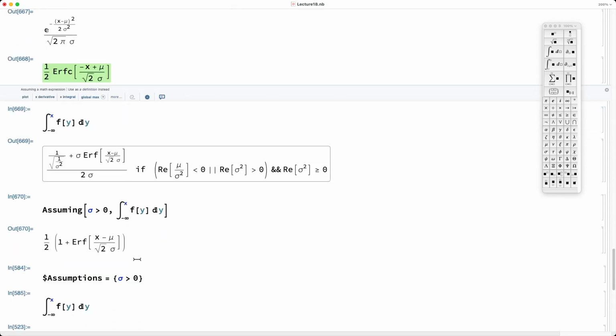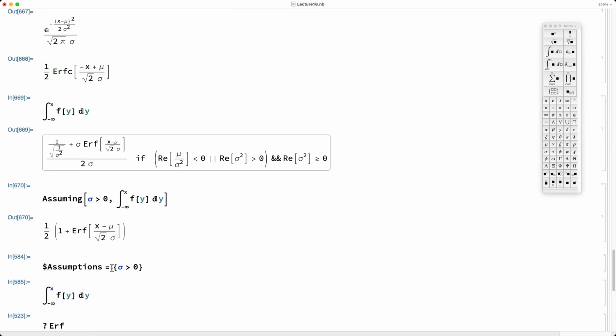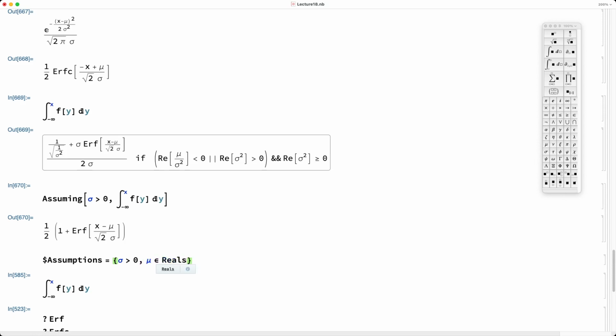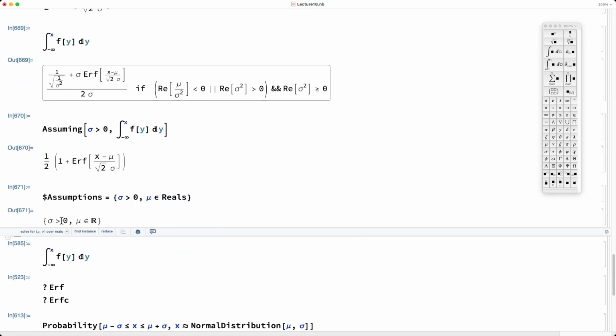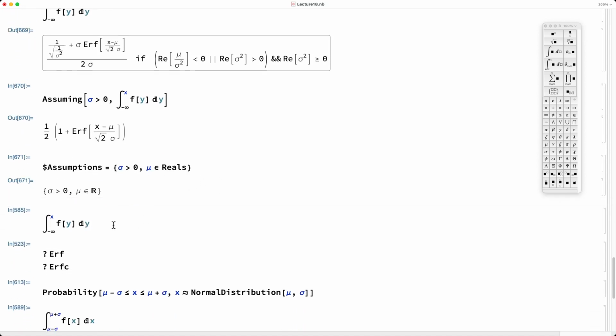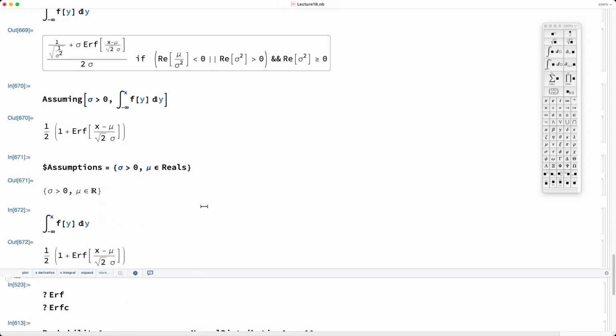Before we do that, let me just say that I can use this command $Assumptions equals, and then inside curly brackets I can put my assumptions or a list of assumptions. I can also say that mu belongs to the real numbers, for example. So I can do that, and then it has my assumptions here, and these will be used globally everywhere. So then I can try and do this integral, and these assumptions will be used automatically.